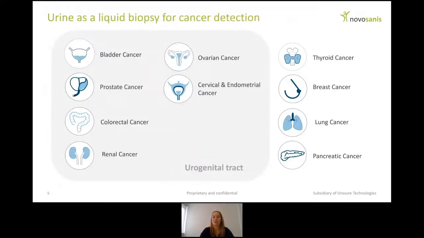tract-related cancers such as bladder cancer, prostate cancer, colorectal, renal, ovarian, and even cervical and endometrial cancer. However, urine can also be used as a sample type for the detection of thyroid, breast, lung, and pancreatic cancer, which are even a little bit more surprising than the first ones.